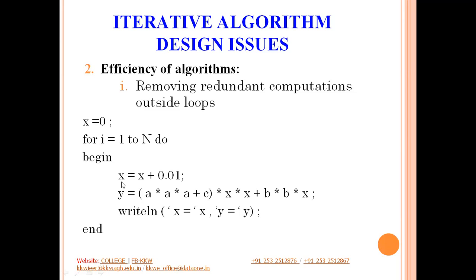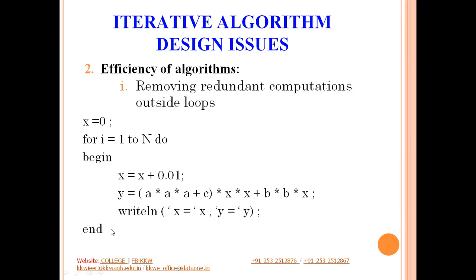Inside this, we have an arithmetic expression for variable x. x is equal to x plus 0.01. Depending on the value of x, we are changing the value of x here. Then next is an expression for y, which is a^3 + c into x square plus b square into x, and at the end we are printing the value of x and y. And then we are ending the loop.